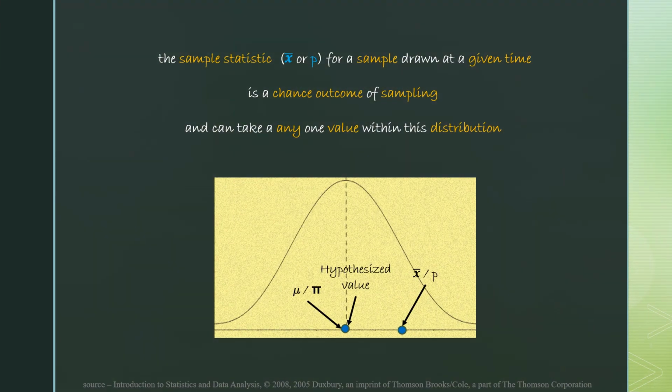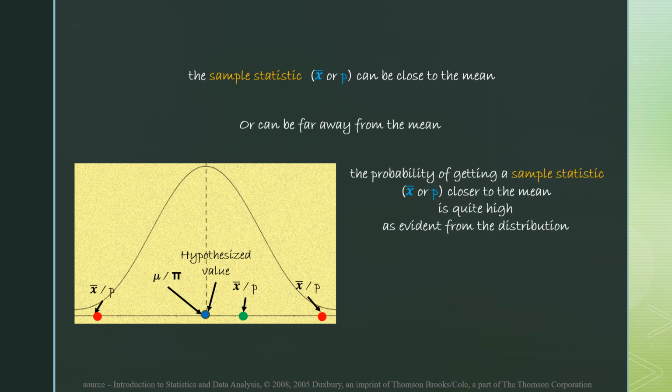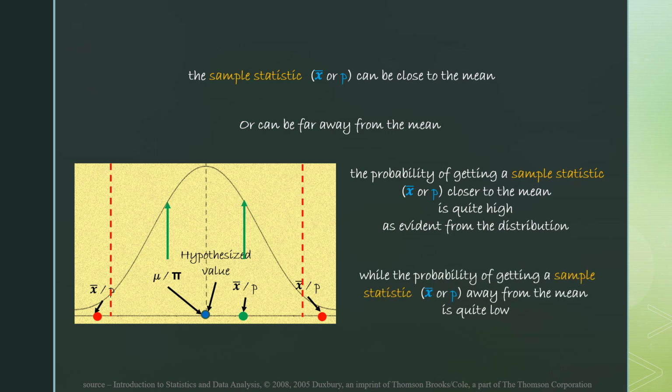The sample statistic x bar or p for a sample drawn at a given time is a chance outcome of sampling and can take any one value within this distribution, depending on the sample drawn from the population at that time. The sample statistic x bar or p can be close to the mean or far away from the mean. The probability of getting a sample statistic x bar or p closer to the mean is quite high, as evident from the distribution, while the probability of getting a sample statistic x bar or p away from the mean is quite low.